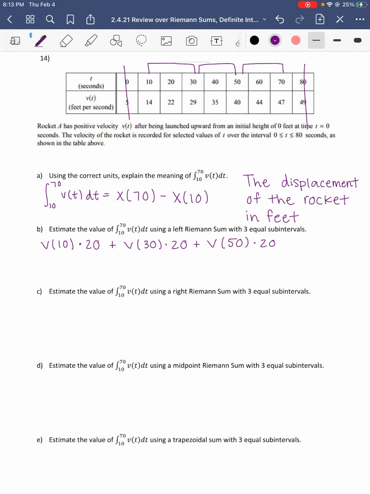Then using our table, we can get all of those values, so v of 10 is going to be 14, v of 30 is 29, v of 50 is 40. And then you could definitely just leave it like that, but I'm going to go ahead and factor out a 20 and figure out what the answer is. So 20 times 14 plus 29 plus 40. I'm going to use a calculator here.